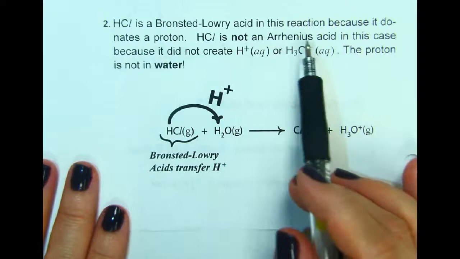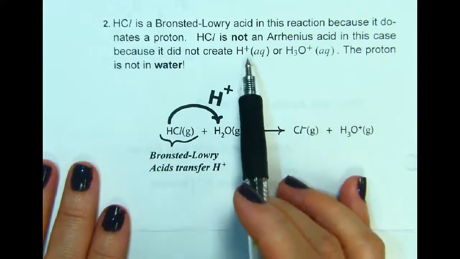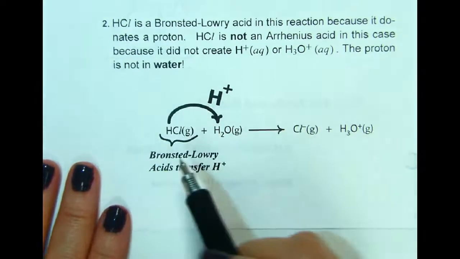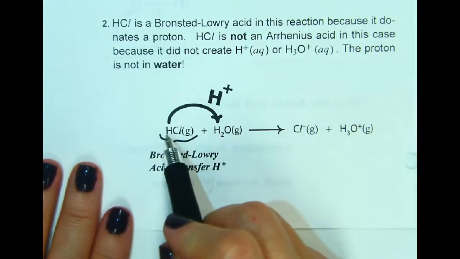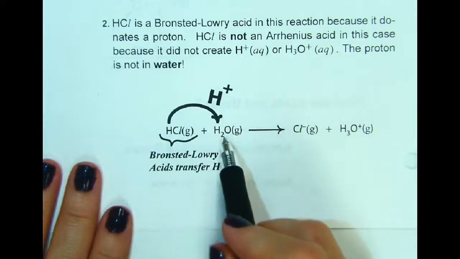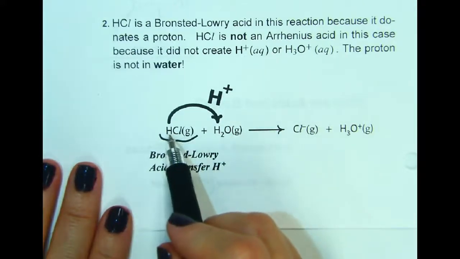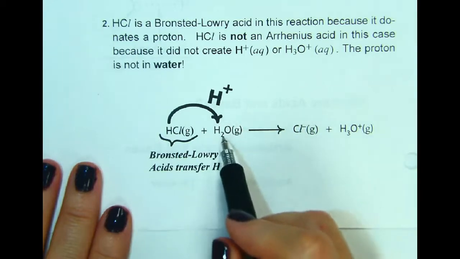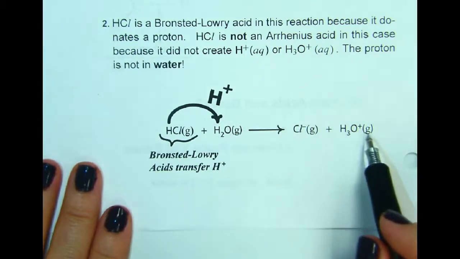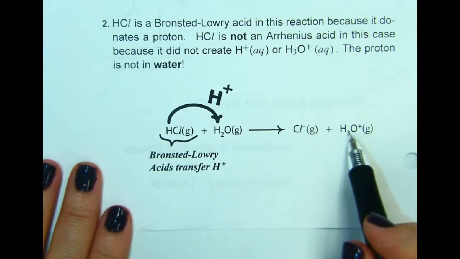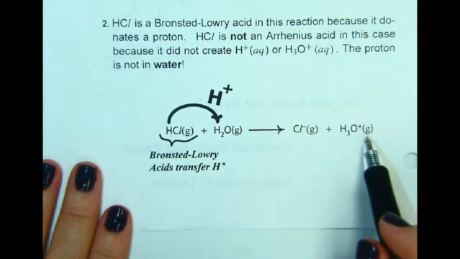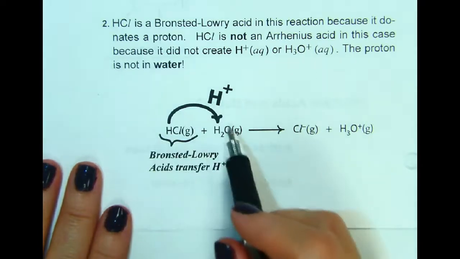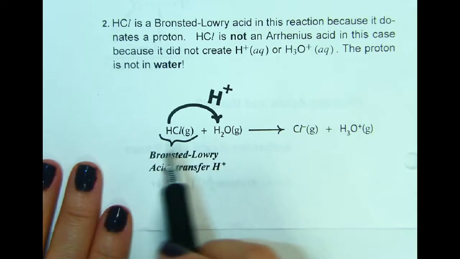HCl is not an Arrhenius acid in this case because it did not create aqueous hydrogen or aqueous hydronium. The proton is not in water. So here you have the hydrogen transferring to the water, and when this donates the hydrogen, it becomes chloride ions, and when this accepts the hydrogen, it becomes hydronium. But notice it's in the gaseous phase, and therefore this is not an Arrhenius acid, because it would have to be aqueous. So we have a Bronsted-Lowry acid-base reaction between these two gases.